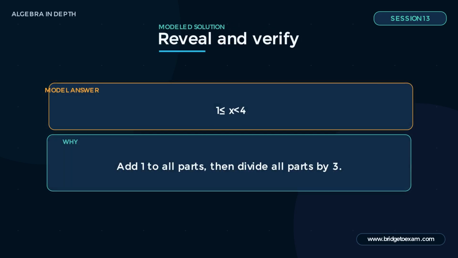Here is the model solution. The answer is 1 ≤ x < 4. Add 1 to all parts, then divide all parts by 3. Verify it against the exact wording before moving on.